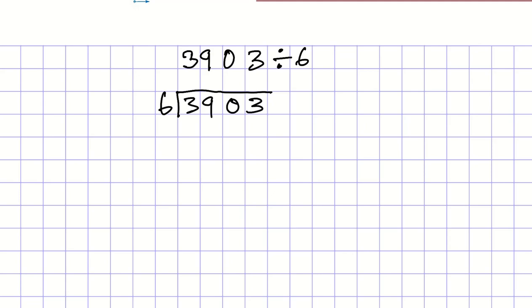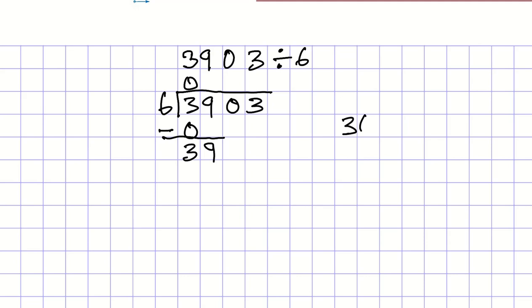Okay, 3 divided by 6, there's nothing there, so it won't go. So you say it's 0. You have to put that 0 there, and then you say 0 times 6 is 0, and then you subtract. You see why that is very, very important. You subtract, you get 3, and then you bring 9 down. Then what do you do? You divide 39 by 6. You repeat the process again.